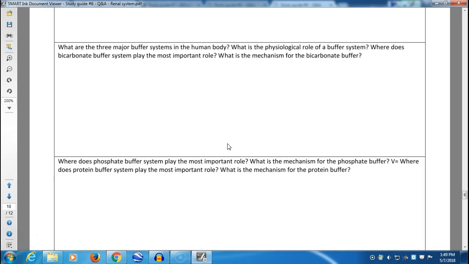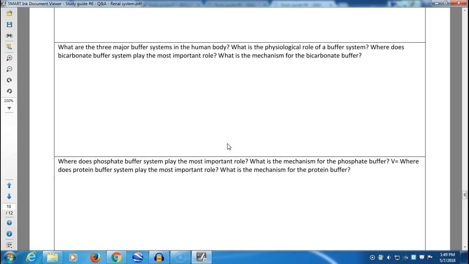We all have it. Okay? Protein is in the blood, bicarbonate is intracellular and in the extracellular fluid in the blood. Phosphate is in the urine. I'm not going to ask you about the chemistry of protein and phosphate buffers.